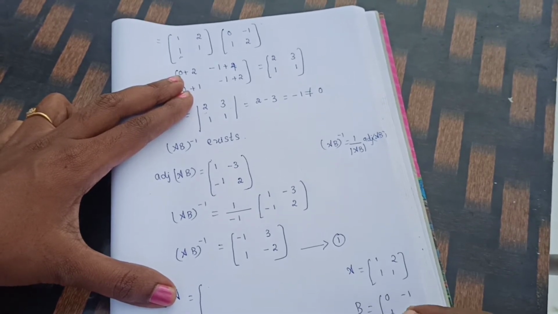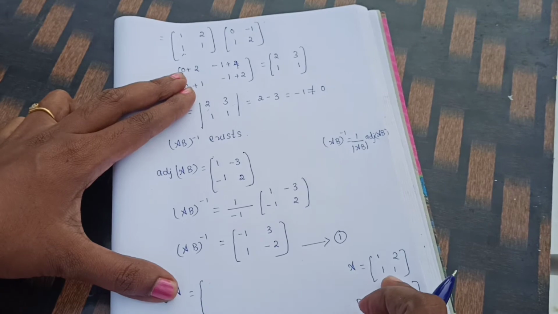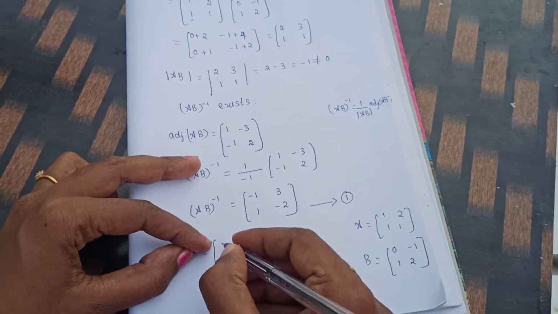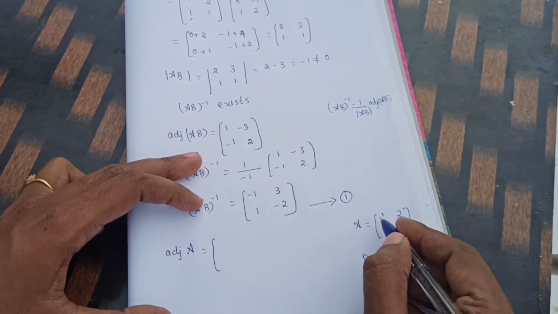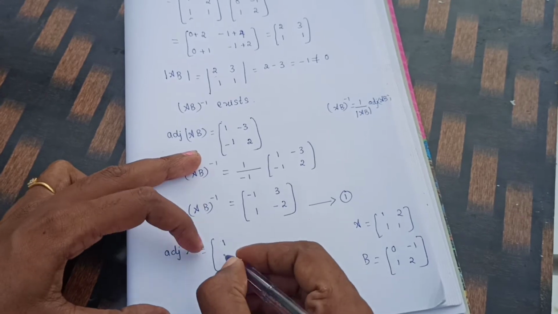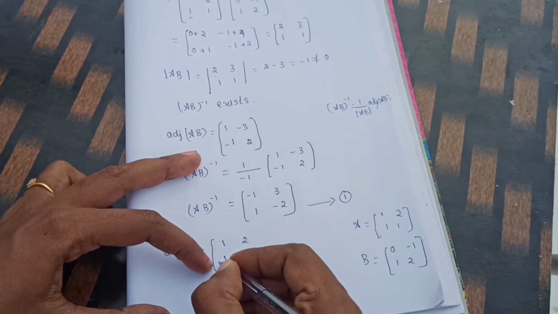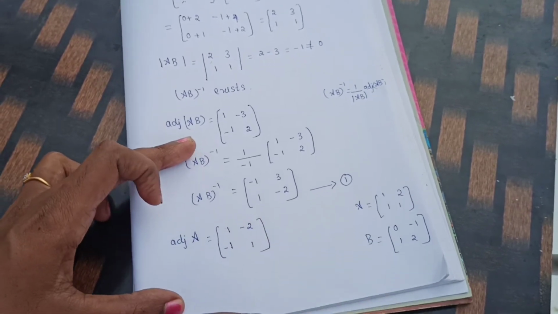0, minus 1, 1, 2. Okay. What's the A value? Now write down the A value here. Adjoint of A means you just change these two numbers. For these two numbers, as they are, just change the sign. So this is adjoint of A.